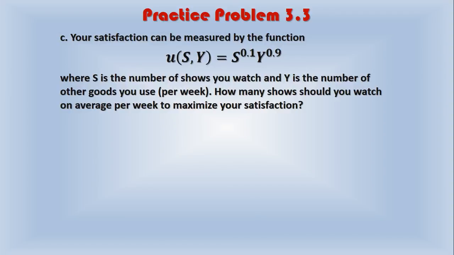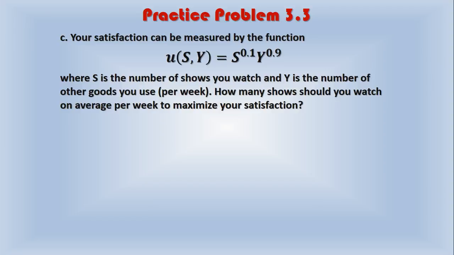Part C. Your satisfaction is measured by the utility function U of S and Y. So you have your utility, your overall satisfaction is a function of the amount of shows you consume and the amount of money you have left over. And the specification of that utility is this. So this is what that actual function looks like. So you have your movie shows raised to the power of 0.1 times the amount of money you have left over raised to the power of 0.9.